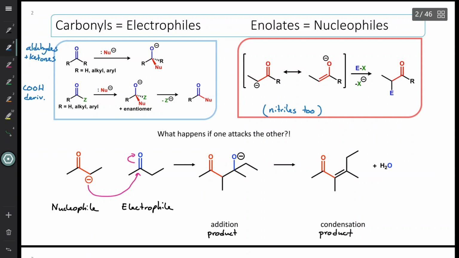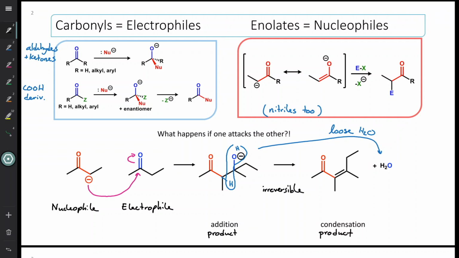Now I can quench this addition product and stop there with a ketone and an alcohol, or I can push this further and get a condensation product by basically removing H2O, right? I lose H2O, and this gives me this condensation product. This is important because this is an irreversible process. Right? Whereas the addition product, right, can be reversible.